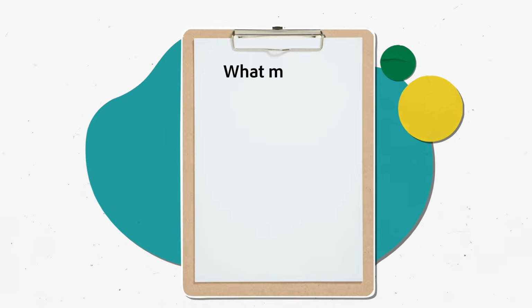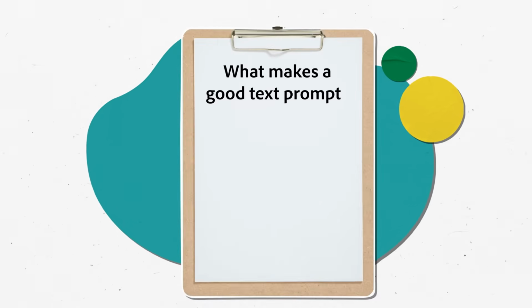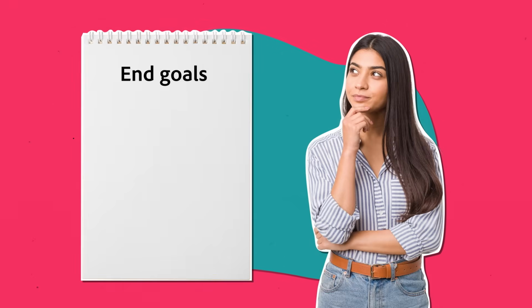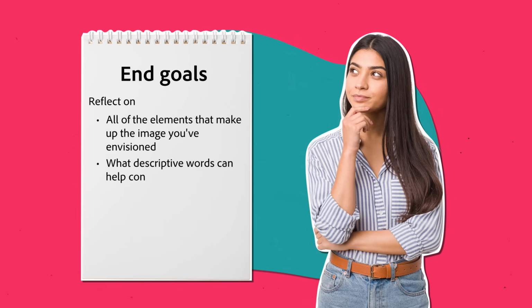So, what exactly makes a good text prompt? Let's take a closer look at a few guidelines that will help you craft more effective prompts to bring your creative vision to life. Have a clear goal. Before you start writing your prompt, take some time to reflect on your end goals for your project. What is it that you've envisioned, and how do you see this translating into your design? Take some time to reflect on all of the elements that make up the image you've envisioned and what descriptive words can help convey your vision in text. Think about everything from objects to background, tone, and style, all of the elements that go into expressing what it is that you'd like to convey.